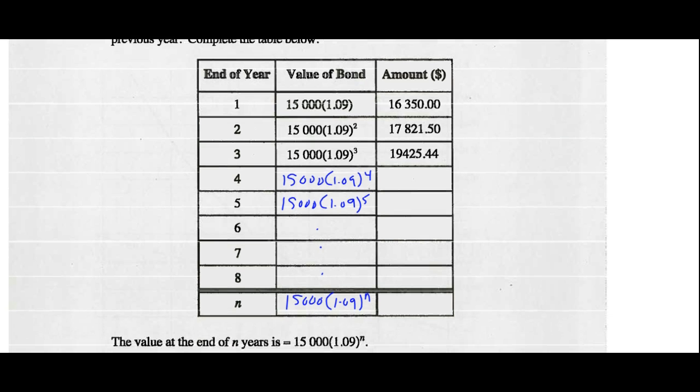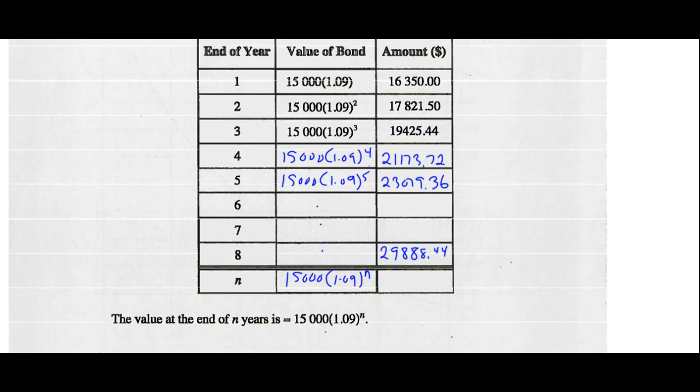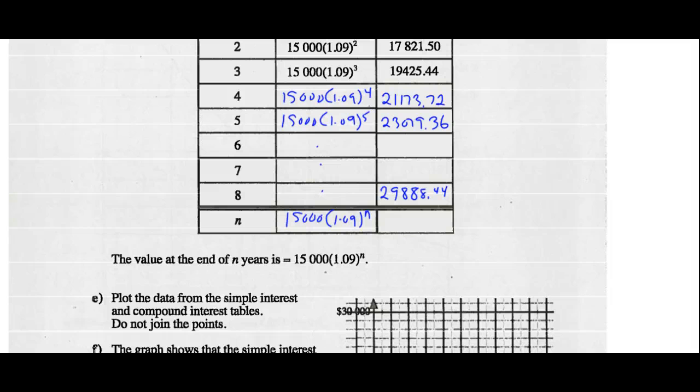All right. The values, if you use your calculators and keep going with these values, we get 21,173.72, and then we get 23,079.36, and we keep going until eventually we get down to the last year's 29,888.44. All right. So the value at the end of the n years is this formula.